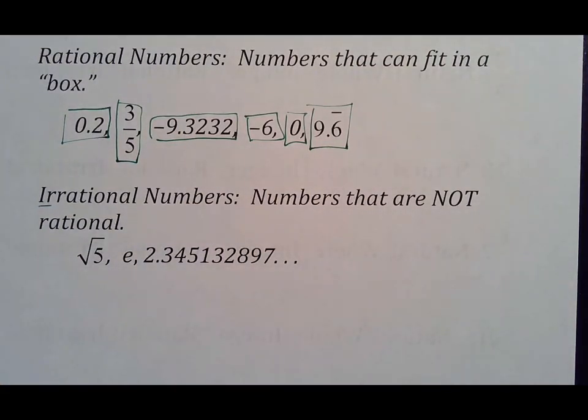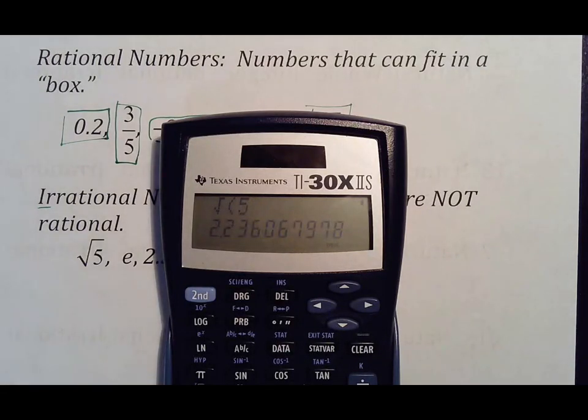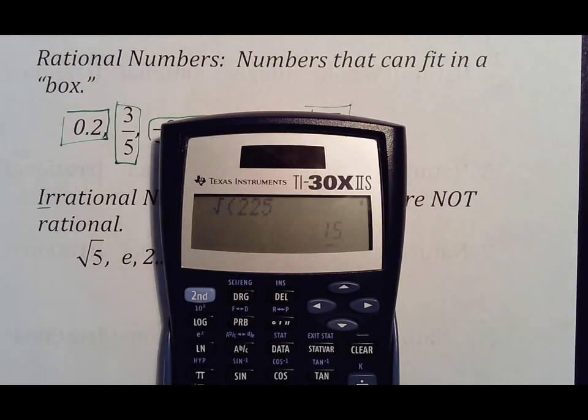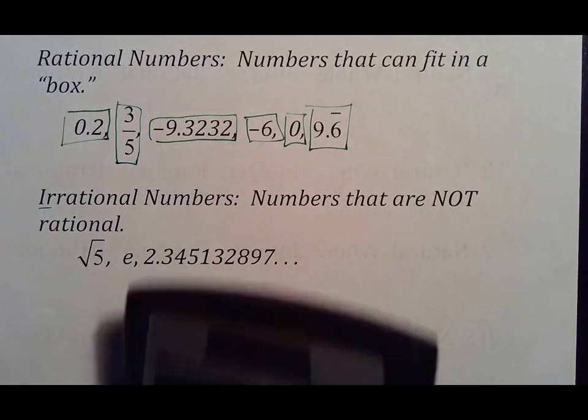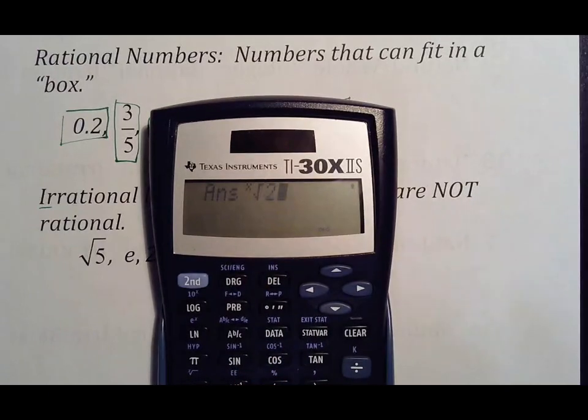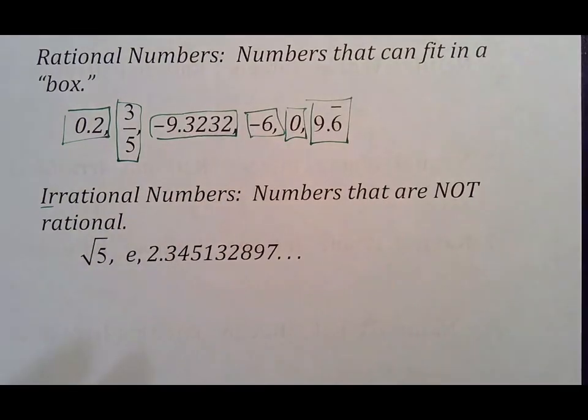I don't have my calculator, but I do have a calculator. And the way you know it's irrational is because when you type the square root of 5, let's see, you get a number that fills the screen. Whereas if I do square root of 225, I get a nice number there. Or, let's see, if I did the square root of 20.25, as ugly as that might be, notice how the number fits. So if the number goes all the way out to the edge of the screen, it's probably irrational.